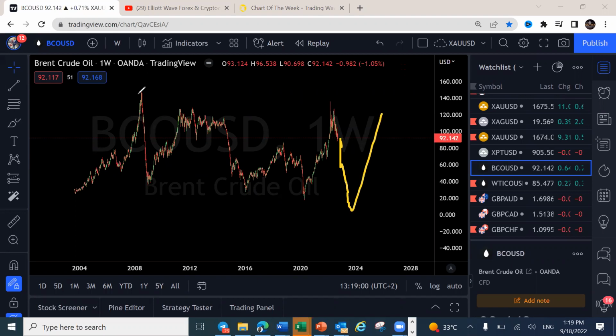What structure will that be making? Remember, this is how the move started. So this is how the move started, and I'm just showing you here. I'm letting you in on a secret as far as Brent crude is concerned. This is the weekly chart.